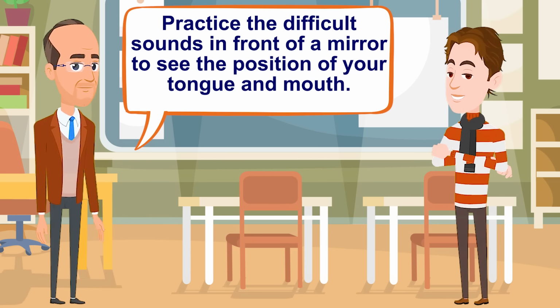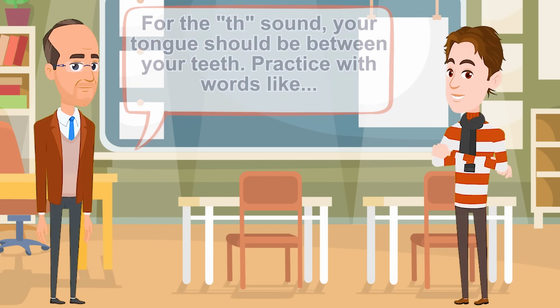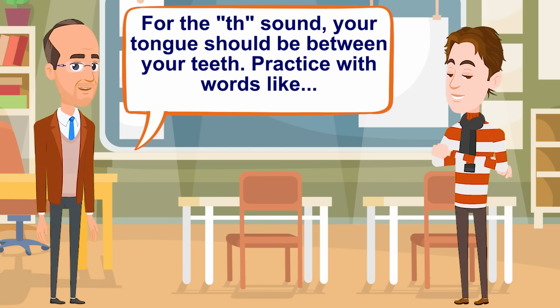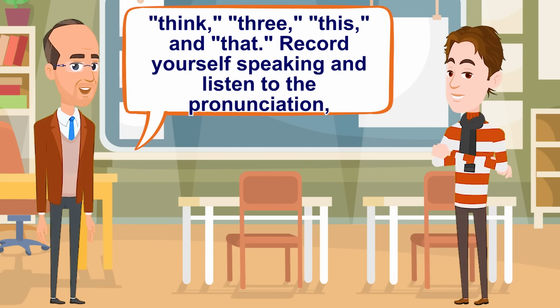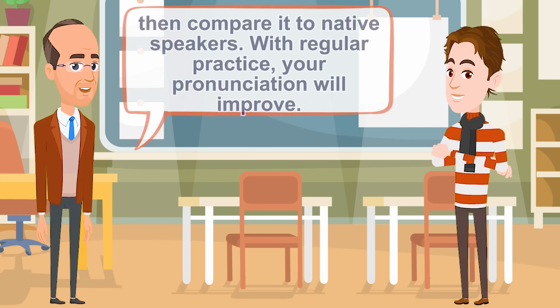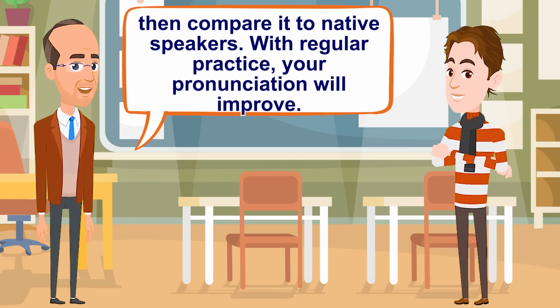Practice the difficult sounds in front of a mirror to see the position of your tongue and mouth. For the TH sound, your tongue should be between your teeth. Practice with words like think, three, this, and that. Record yourself speaking and listen to the pronunciation. Then compare it to native speakers. With regular practice, your pronunciation will improve.